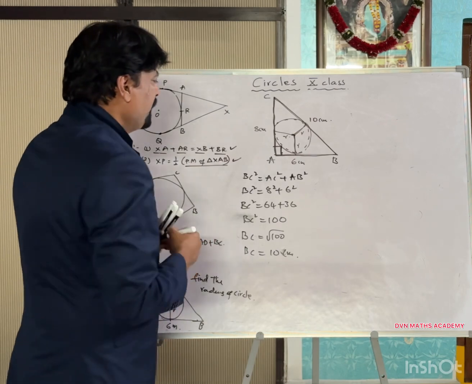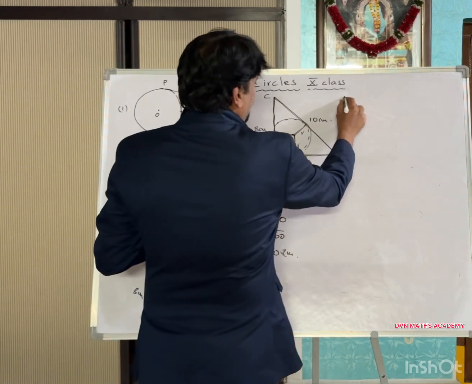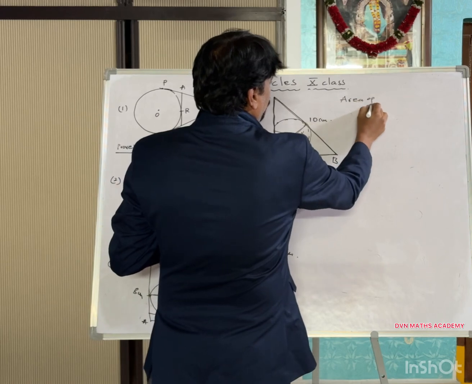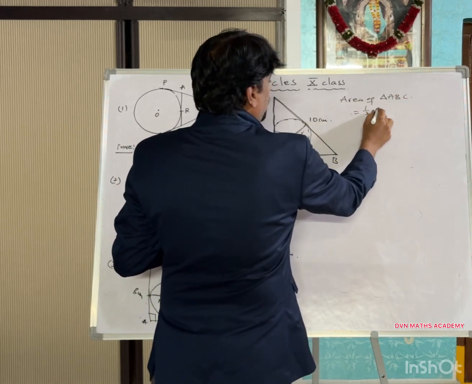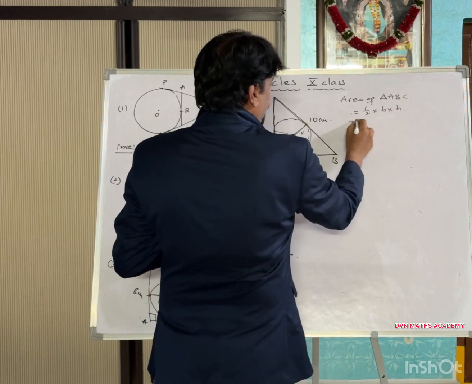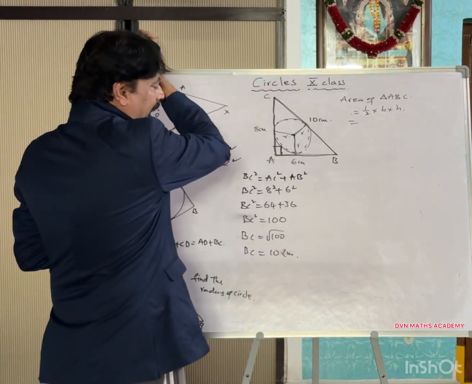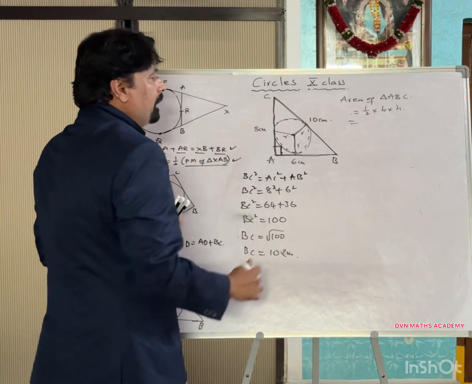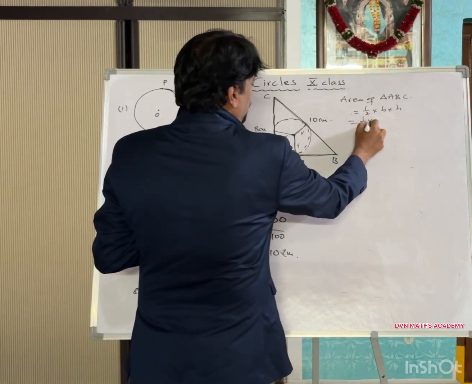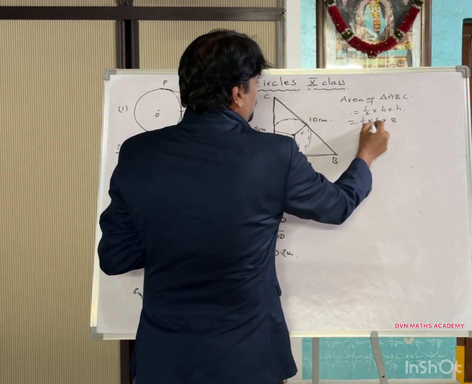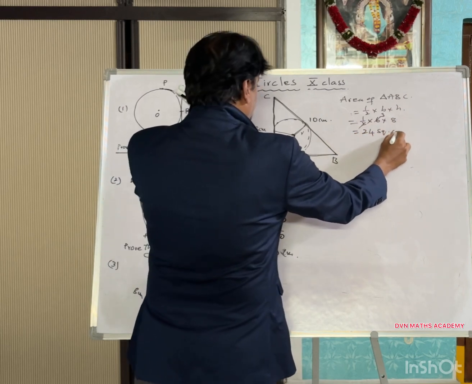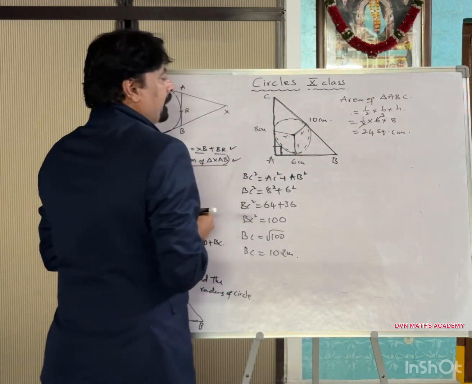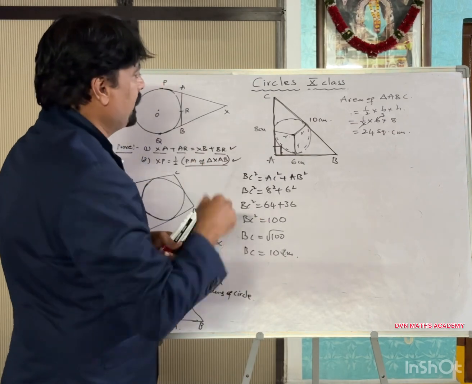What I am doing here is the area of triangle ABC. You know that it is half into base into height because it is a right angle triangle. Half into base is 6 centimeter, height is 8 centimeter. That is 24 square centimeter. That is the area of triangle ABC.